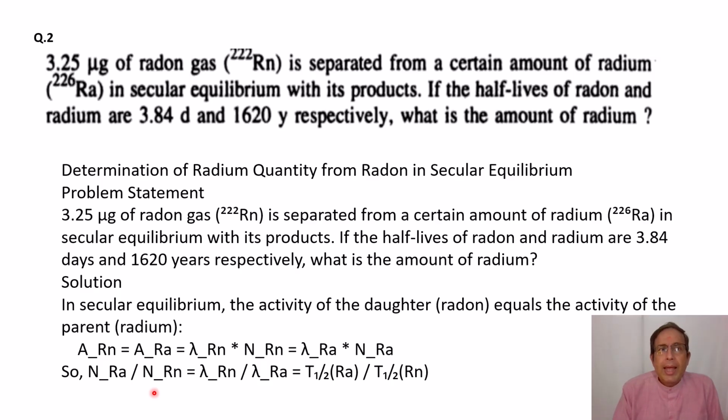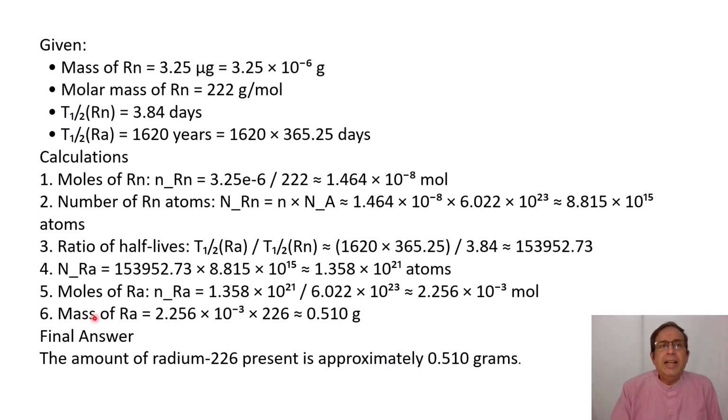Now, since you know the amount of radon, which is 3.25 micrograms, you can calculate the number of atoms of radon. From that, using this equation, you can calculate the number of atoms of radium, and from the number of atoms of radium you can calculate the weight of radium, or the amount of radium present in this mixture. So this is a detailed calculation.